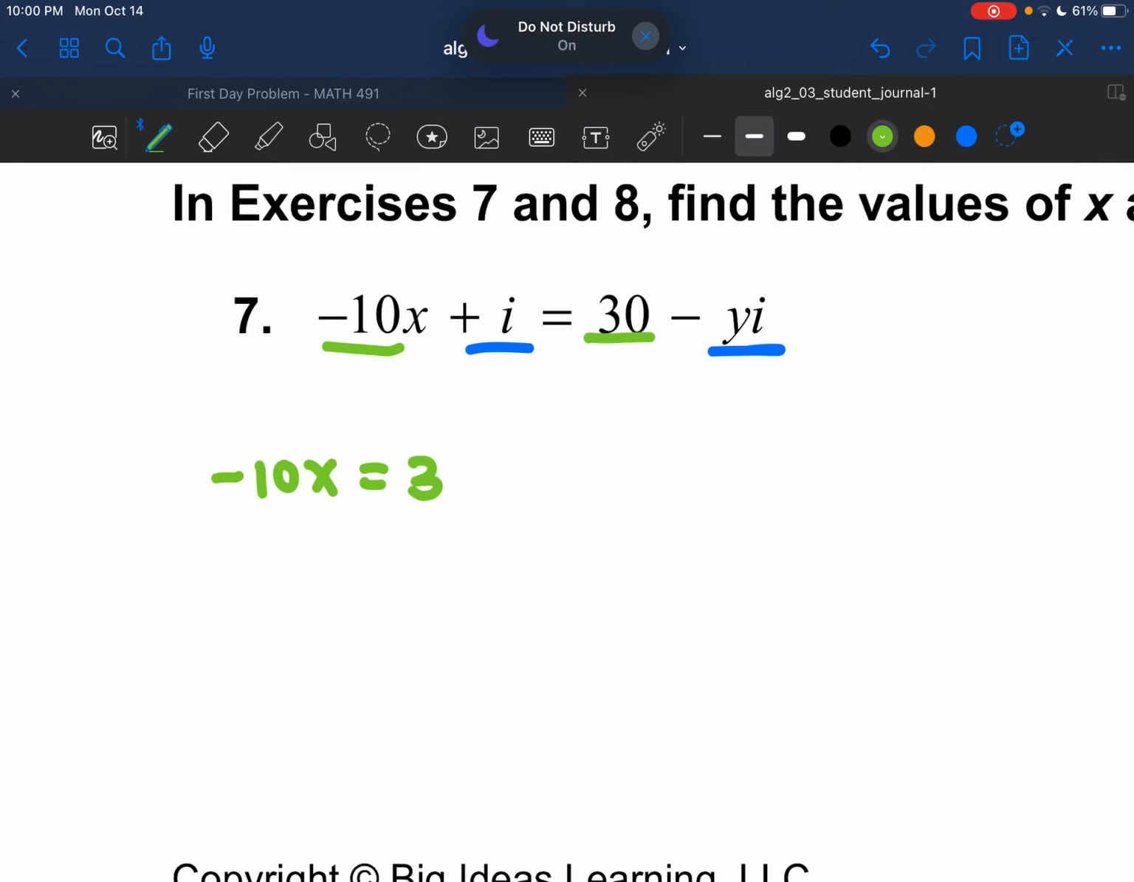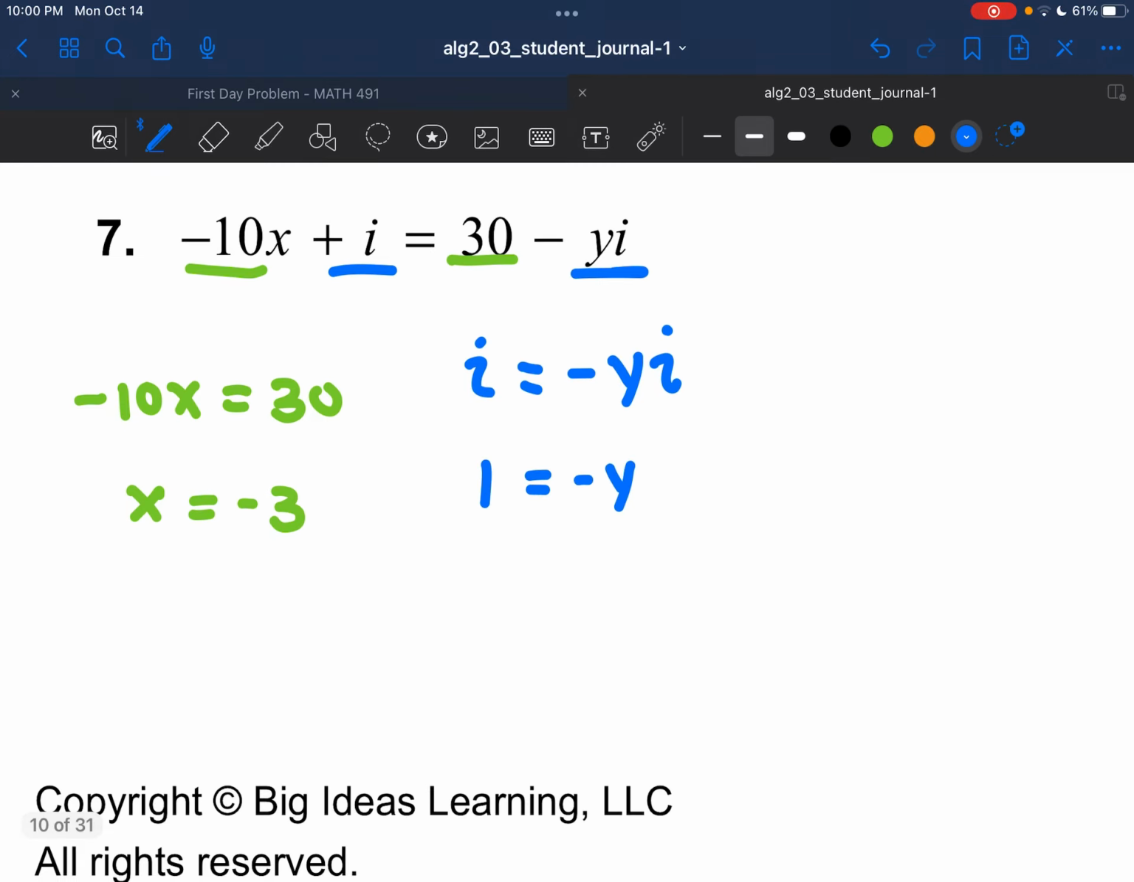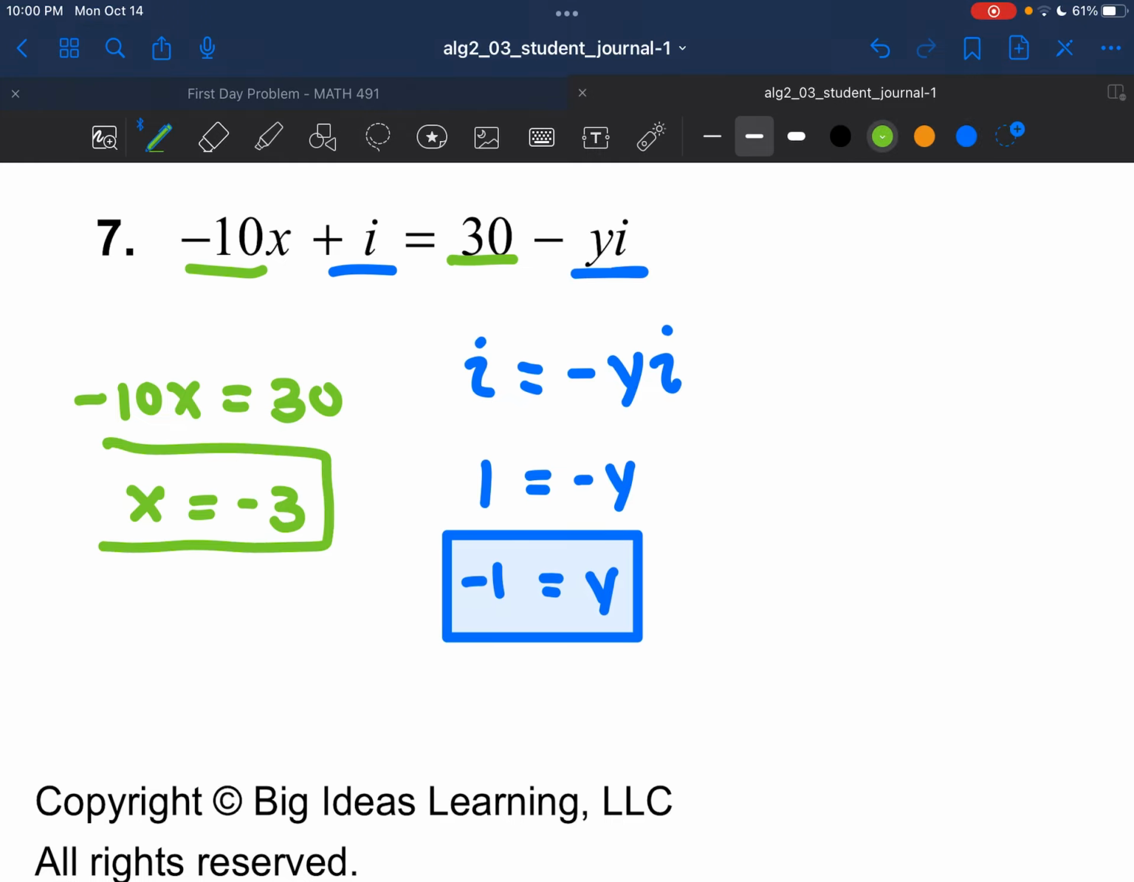So negative 10x equals 30. That means that x is equal to negative 3. And then for here, we have i is equal to negative yi. Divide by i. And that leaves you with 1 equals negative y. And then divide by negative, negative 1 equals y. And that is it. Those are the solutions.